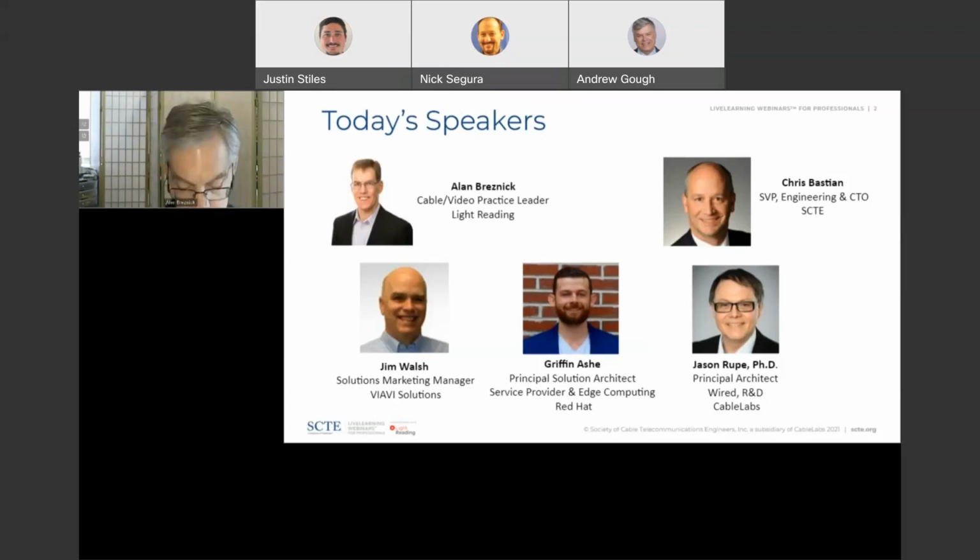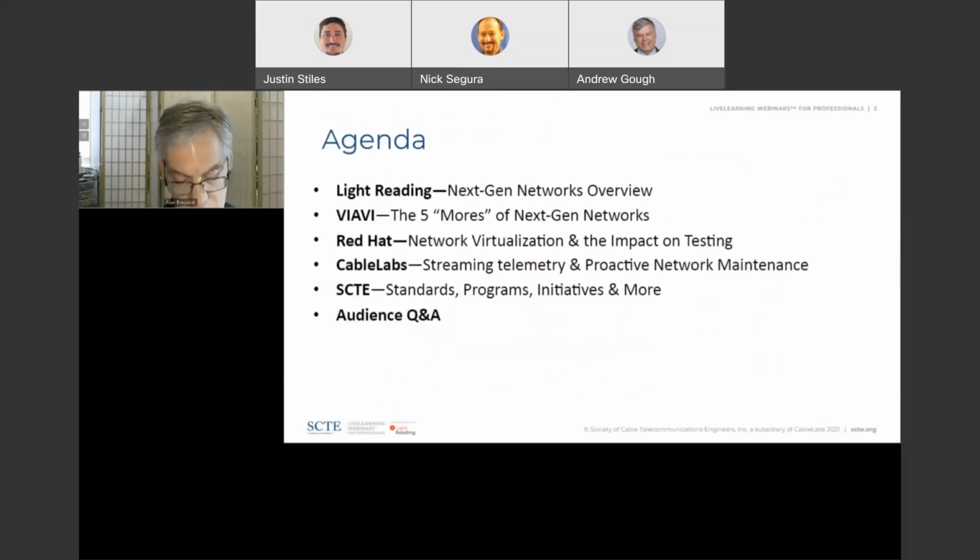Okay, so let's look at our agenda. As usual, we have a lot to cover. First, I'll do a brief overview about next-gen networks. Then Jim will come in from Viavi and talk about the 5 mores of next-gen networks. Then Griffin will come in from Red Hat and talk about network virtualization and its impact on testing. Then we'll have Jason from Cable Labs talking about streaming telemetry and proactive network maintenance. And then Chris from SCTE will talk about standards, programs, initiatives, and more that SCTE is doing. And finally, we will tackle your questions at the very end.